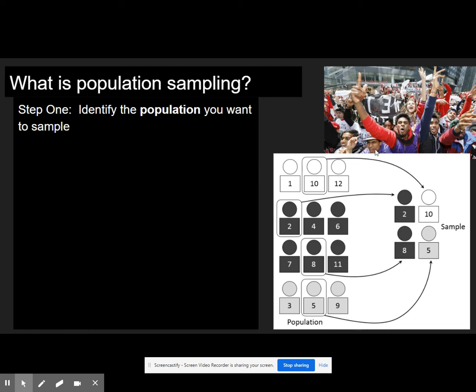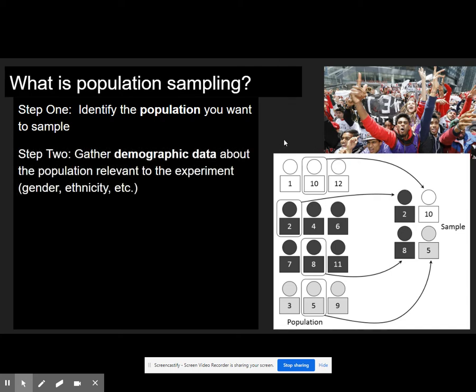So in this case, it would be all Raptor fans, right? We don't want to send a survey out to all Raptor fans. We probably wouldn't get very good participation. What we want to do after we identify the population is gather demographic data. Demographic just means descriptive data that's relevant to the experiment.